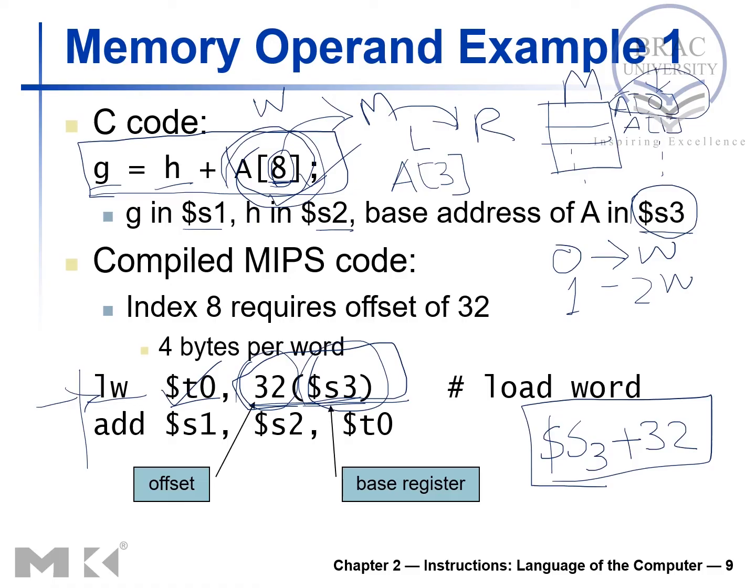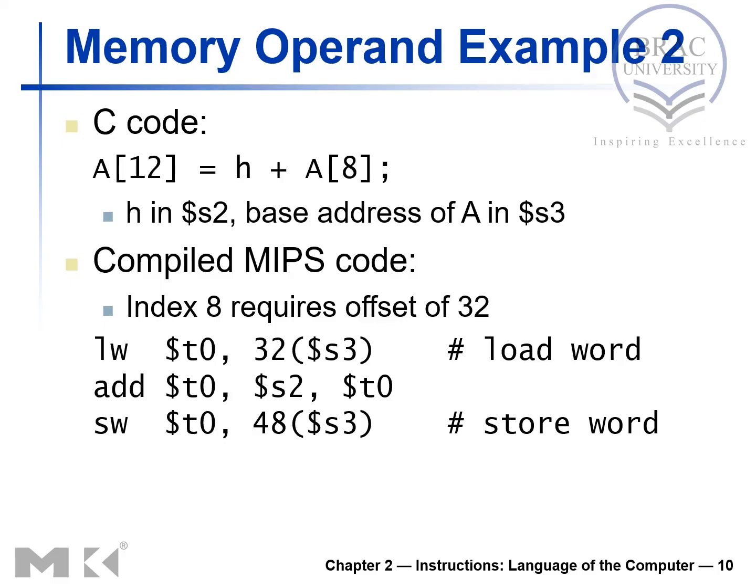When we have the value in the T0 register, then this is just a straightforward arithmetic operation. If we see this instruction, what is the destination? G, and G is stored in S1, so S1 would be the destination. Then H is stored in S2, so S2 would be source 1, and T0 would be our source 2. So if we perform this, then we get the result that we are looking for with this part of the C code.